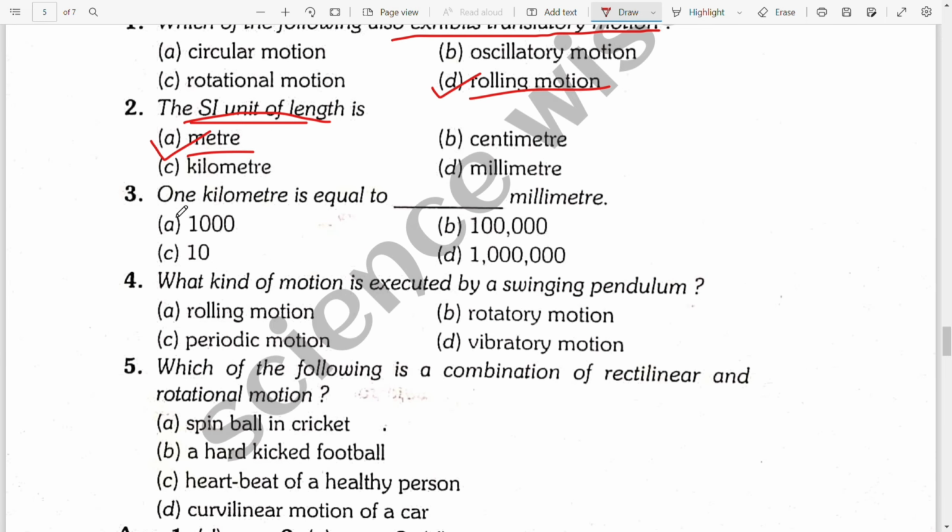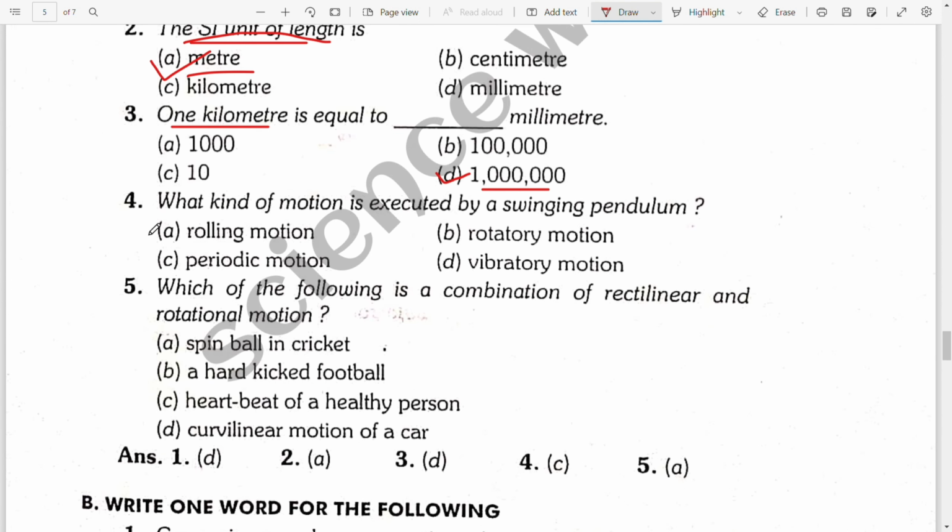Question number 3. 1 kilometer is equal to dash millimeter. So 1 kilometer is equal to 1 million millimeter. Correct answer is D. Question number 4. What kind of motion is executed by a swinging pendulum? Answer is C. Periodic motion. Periodic motion is executed by swinging pendulum.